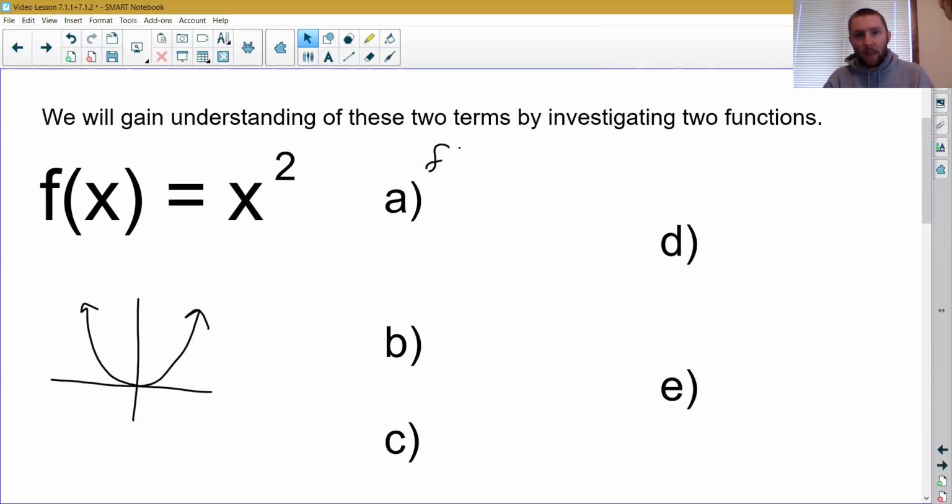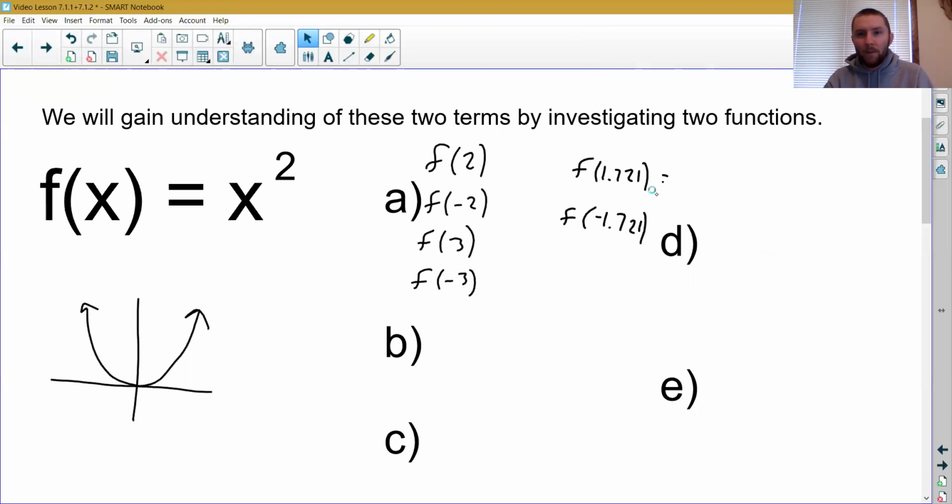They want us to find f of 2, f of -2, f of 3, f of -3, f of 1.721, and f of -1.721. You'll find a pattern pretty quickly here. But if we plug some of these values into this function, it's a pretty easy function to evaluate. 2 goes in for x, so then f of 2 is 2 squared, which is 4. Right? -2 goes in for x, -2 squared, -2 times -2 makes 4. 3 goes in there, 3 squared is 9. -3 goes in there, -3 squared is 9.